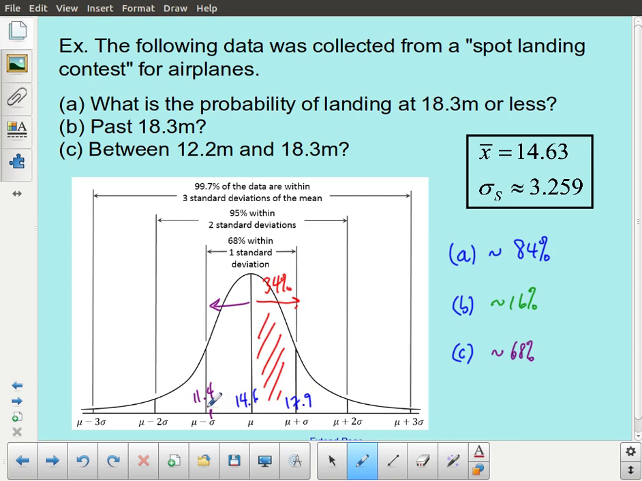But we actually have to go a little bit to the right of 11.4, and we also have to go a little bit to the right of 17.9, which means this whole arrow is just going to shift to the right by a little bit. I still expect it's going to be less than 68%, because we're going to lose more than we gain there. But these three estimates should actually be quite reasonable.